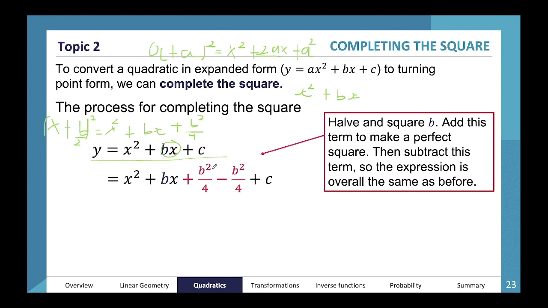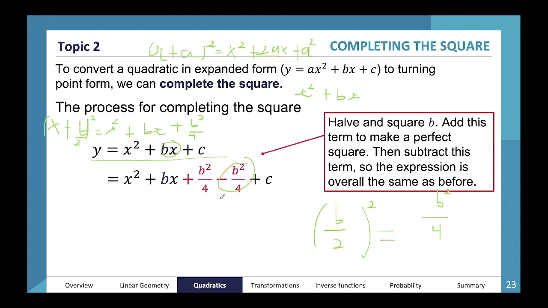So the first thing is, I can take b, divide it by 2, and square it, right? And we've already done this, but I'll do it again. That's going to give me b squared divided by 4. And now I can add b squared over 4, but just to make sure I don't change the equation entirely, I'm also going to subtract it, right?